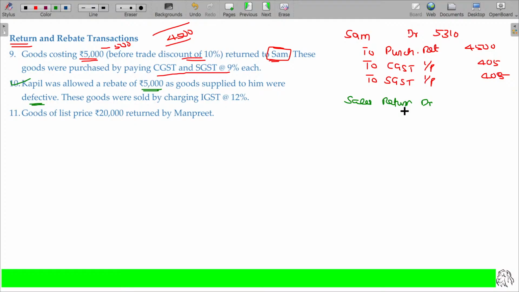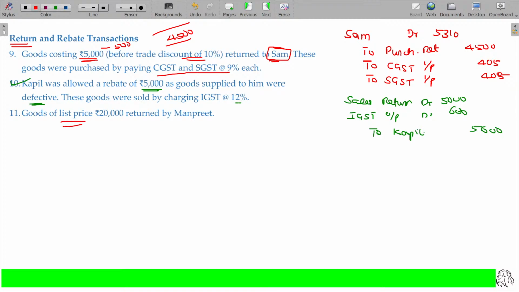Okay. So the rebate is considered as a sales return. Sales return, the value being 5,000. Of course, CGST, while sales is output GST, it's now reversed. CGST, output GST. Okay. IGST, output debit. How much? 12%, 600. To Kapil. Is that clear? The final value is 5,600.